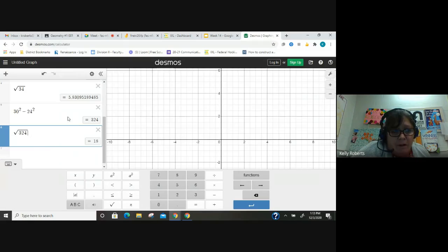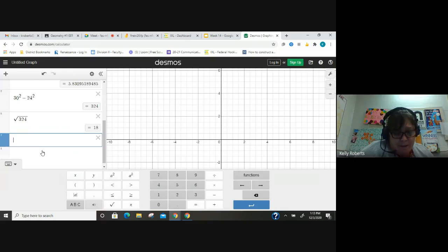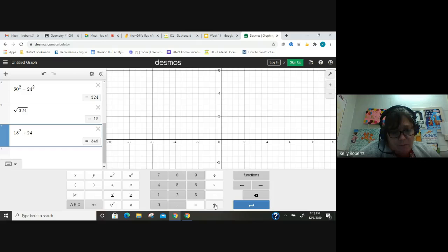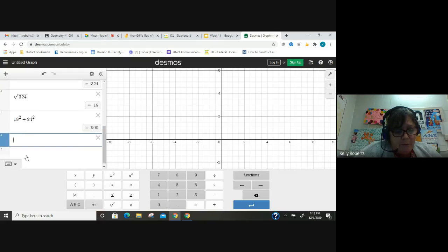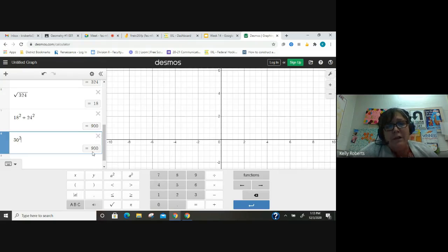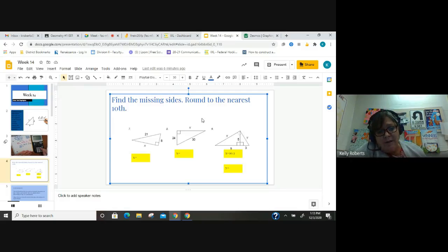So I'm going to go back over here and I'm going to type in 18 squared plus 24 squared. That's 900. And that should equal 30 squared, which is the hypotenuse squared. That's 900. So they do equal. So it's just not drawn to scale. I hope that doesn't happen on your test, but it could. It honestly could. So just make sure that your math works, even if your picture looks off.